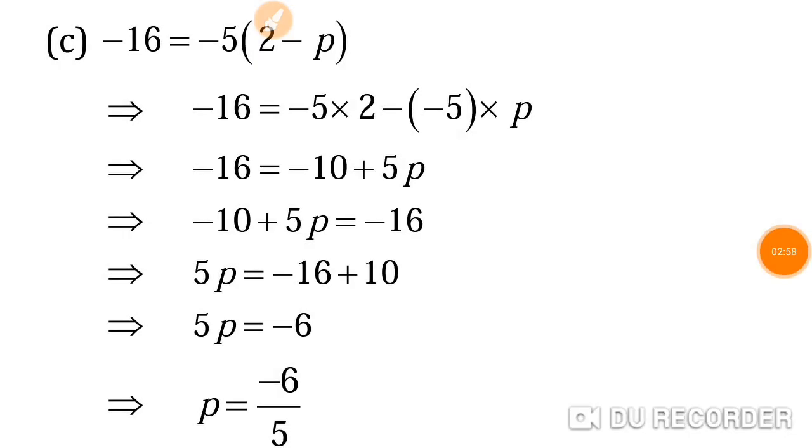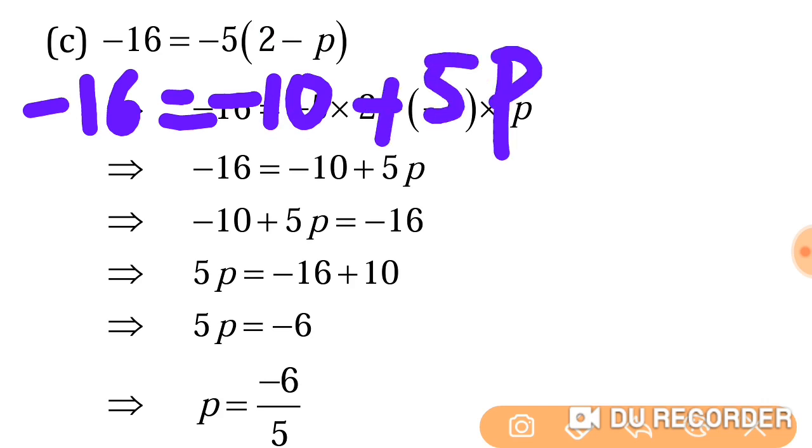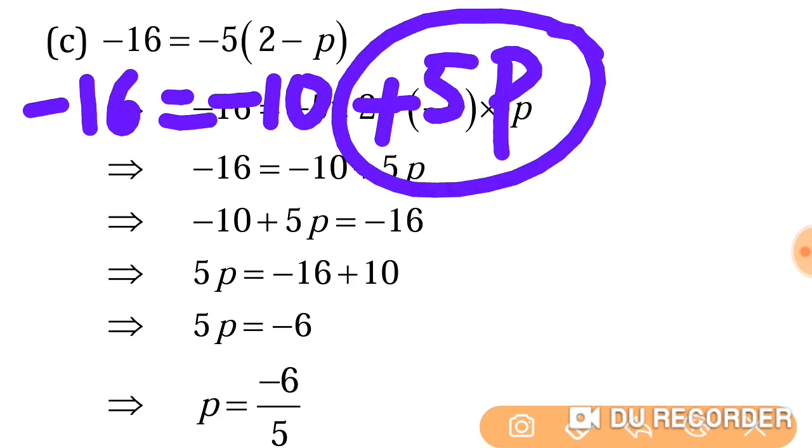Another example: minus 16 is equal to minus 5 into 2 minus p. So, as I have just said, remove the bracket by multiplying the numbers that are in the bracket. So multiply with the minus 5, keep the remaining as it is. So minus 5 twos are 10, minus 10 it becomes. Minus into minus is plus, 5 into p is 5p. So I need 5p here only, because there is a plus, keep it there.